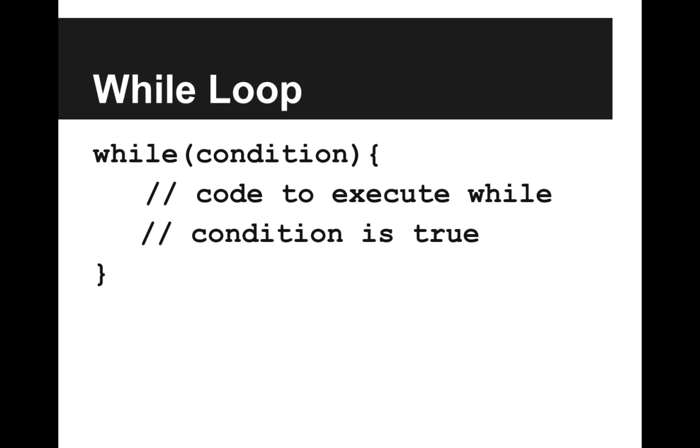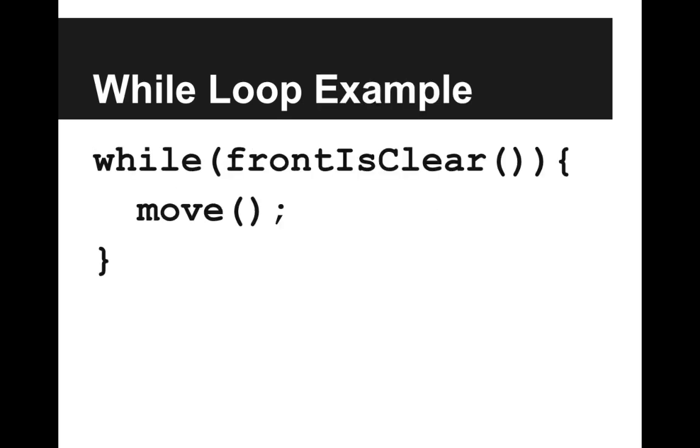So what does a while loop look like? We say while some condition is true, and then in between the curly brackets we have some code to execute as long as that condition is true. Let's look at an example. We can say while the front is clear, then we'll move.